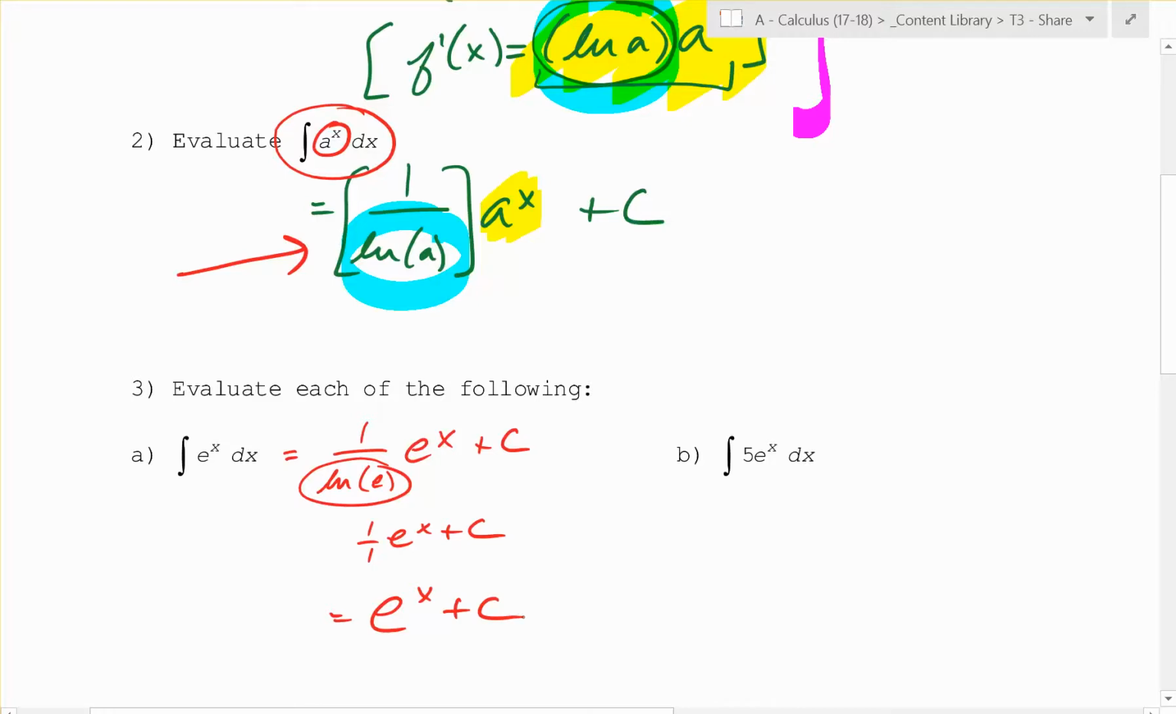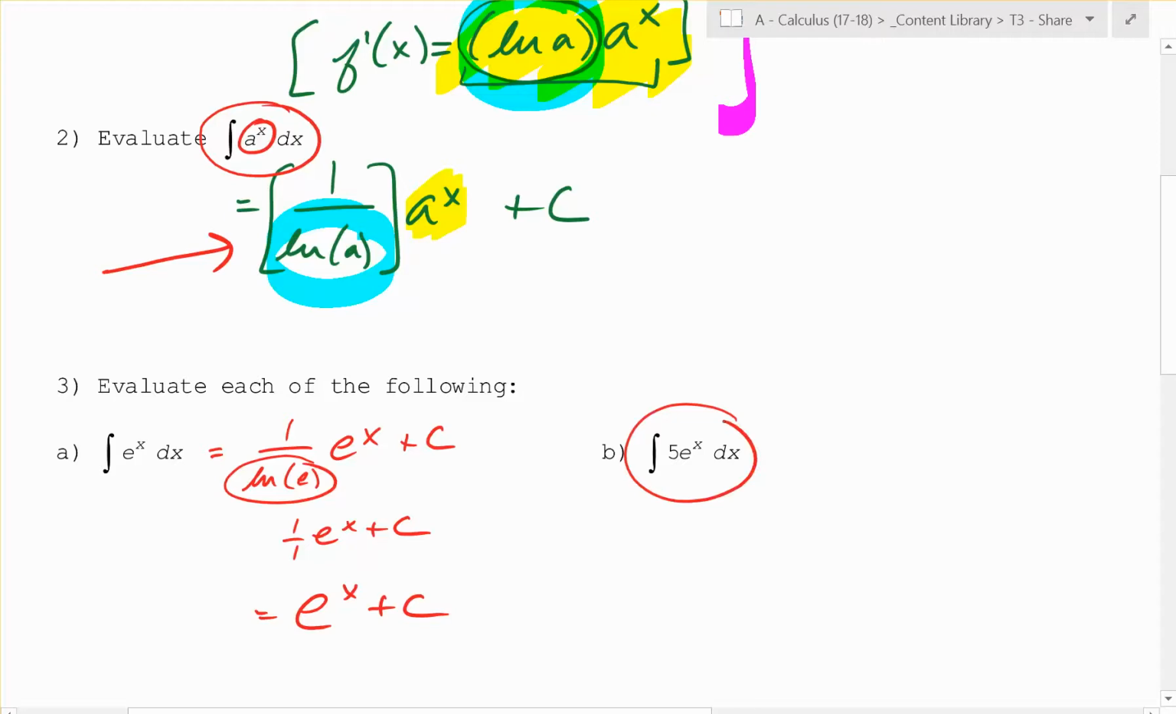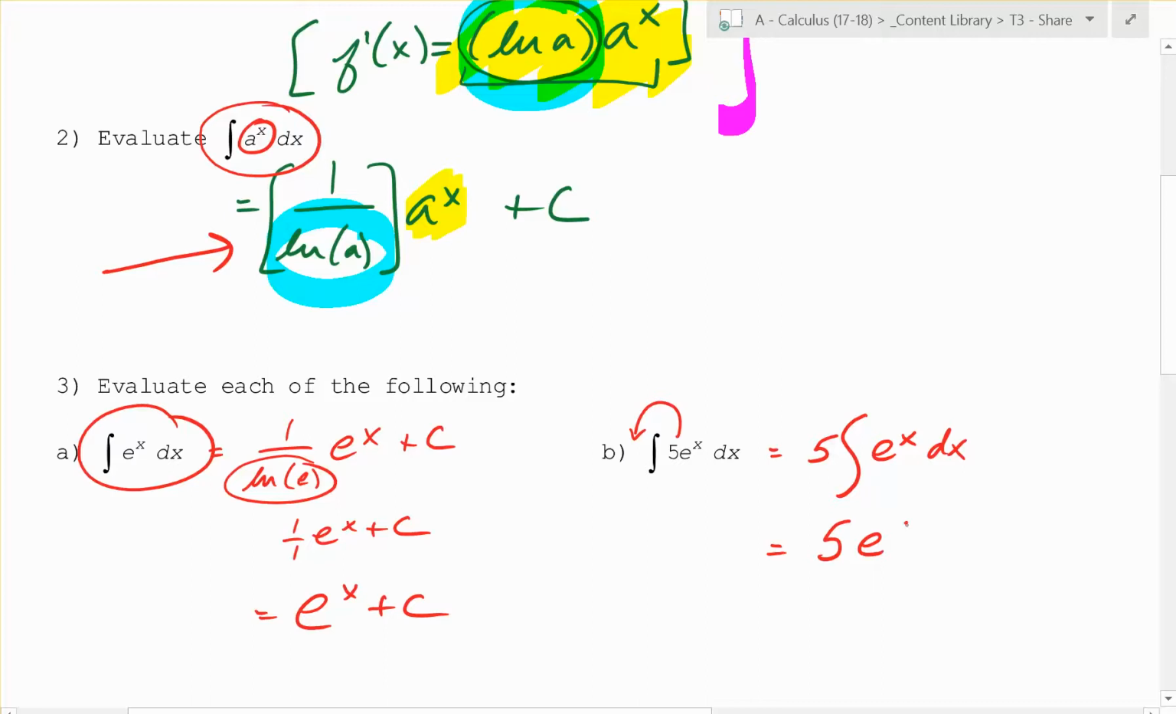You should also see that because the derivative of e to the x is e to the x. What happens here? The only difference is that 5, and you might remember you can just factor out the 5. So this is the same as 5 times the integral of e to the x dx. Well, we just figured out that the integral of e to the x is e to the x plus c. So this is just going to be 5 e to the x plus c.